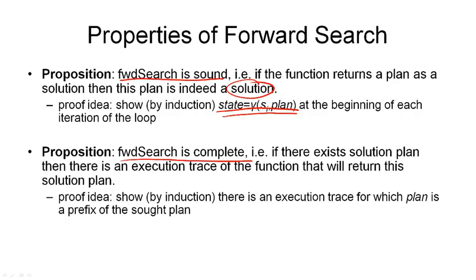The second property, that the algorithm is complete, means that if there is a solution to our problem, the algorithm can find this solution. And since this is a non-deterministic algorithm, we talk about an execution trace. So there is a set of choices that we can make at the non-deterministic choice points such that the algorithm will return the solution plan. And again, the proof can be done by induction, and this time we show that our plan is always a prefix of the plan we're looking for. What you need to remember is only that our algorithm is sound and complete.